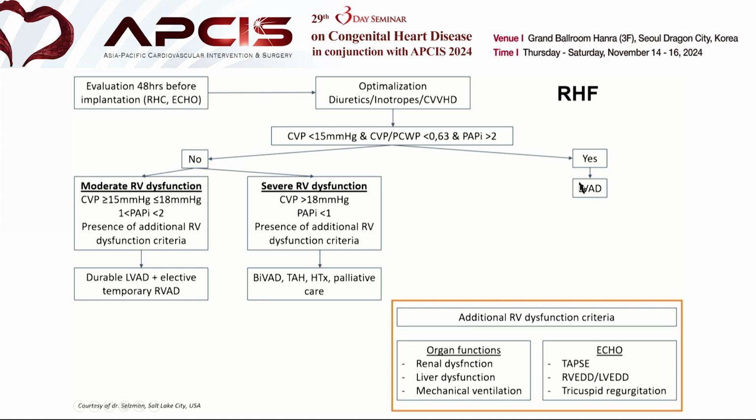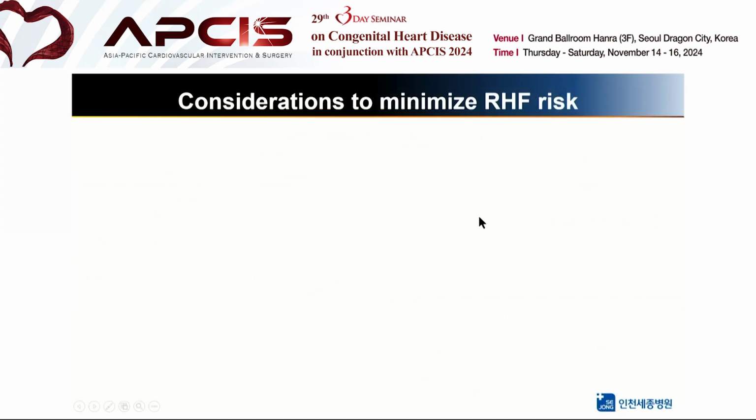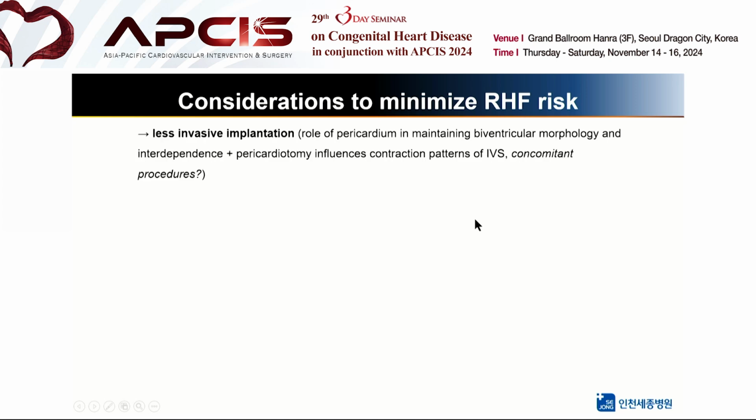in a separate pathway. In the bottom of the right slide, I listed the additional RV dysfunction criteria, like organ dysfunction, or by the echo, TAPSE or RV/LVEDD ratio and tricuspid regurgitation. And to minimize RV failure risk in LVAD patients, several surgical and perioperative factors are crucial.